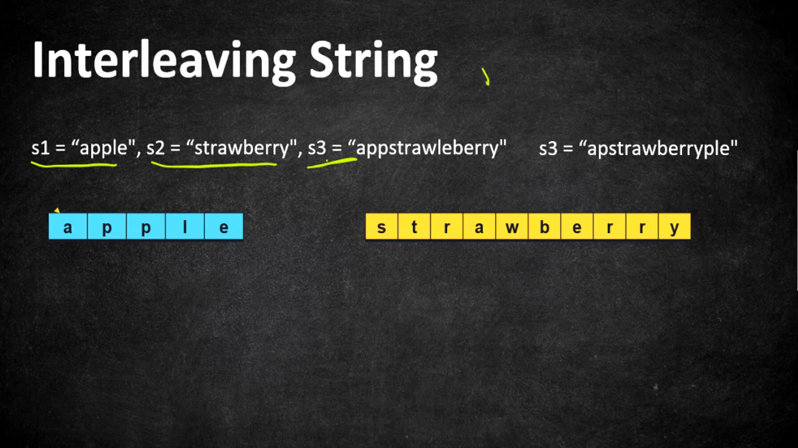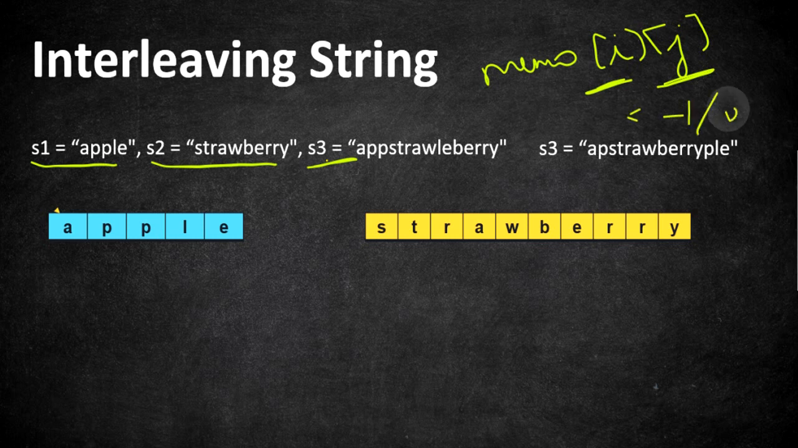So we are going to maintain a two-dimensional array memo of index I and J. This is nothing but the index of string 1 and the index of string 2. So we are going to assign values like -1 or 0 or 1. So -1 is nothing but we did not cross the index I and J yet.